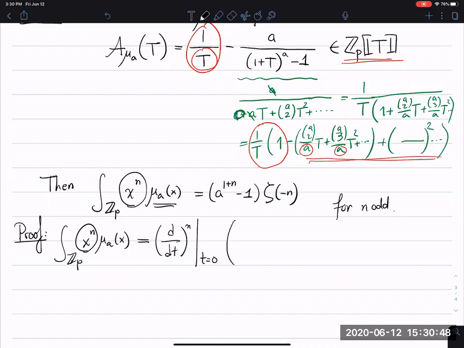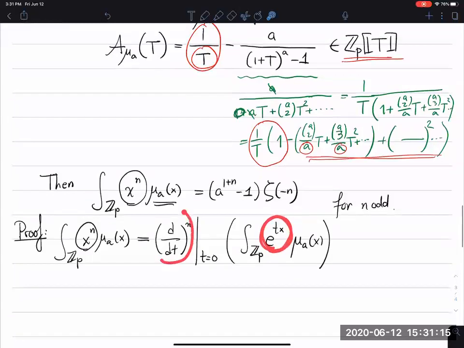So I want to write it as e to the tx. Excuse me, mu a x. So I start with the function e to the tx. I take a derivative of that with respect to t, which is another sort of formal variable, has nothing to do with x, right? T is some sort of completely formal variable. So I take the derivative with respect to t exactly n times. That's going to give me, because you see, let me just write it over here.